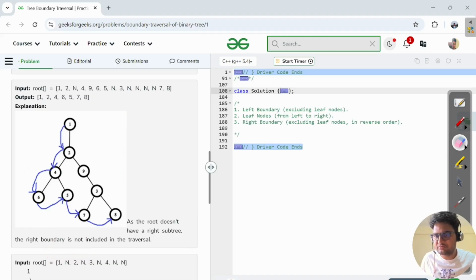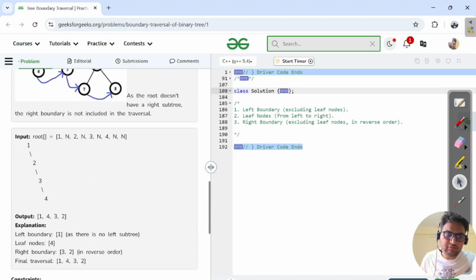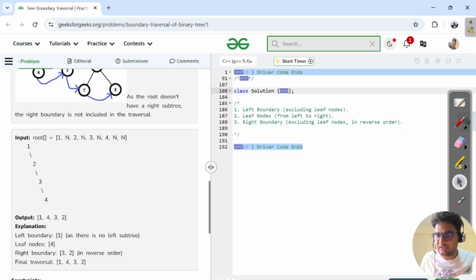So let's move to another example. In the above example we saw there is no right node, and in this example we do not have any left node, we have only right. So in this case what will be the output? Just think about it. Let me pause the video and think about it.